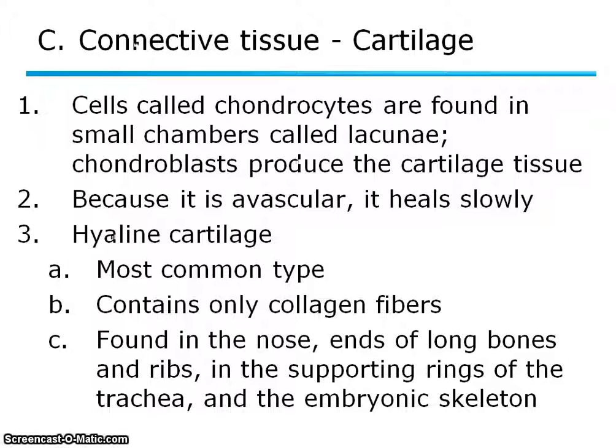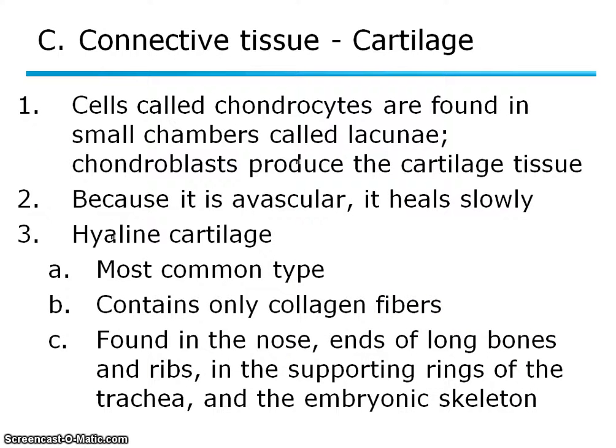All right, a term that you're probably familiar with is cartilage, and hyaline cartilage is the one that is most common in the body. It contains only collagen fibers, and you find this in your nose, the ends of long bones and ribs, in the supporting rings of the trachea and the embryonic skeleton. If you are not a vegetarian and you've ever eaten a chicken wing or a rib or something like that, you may have actually seen the ends of the long bones have that white shiny surface.